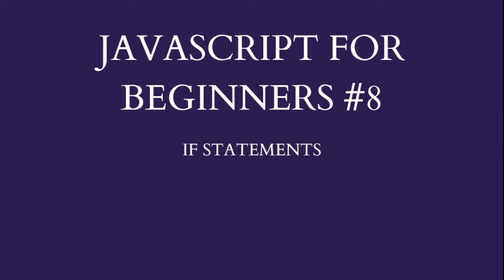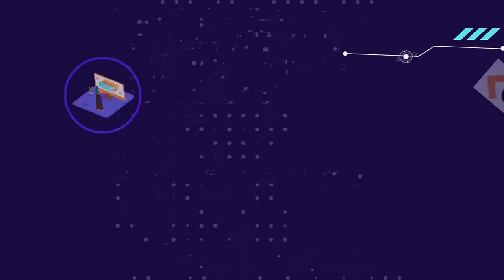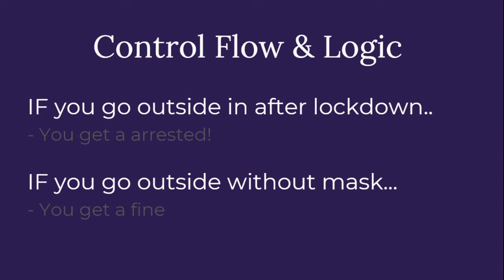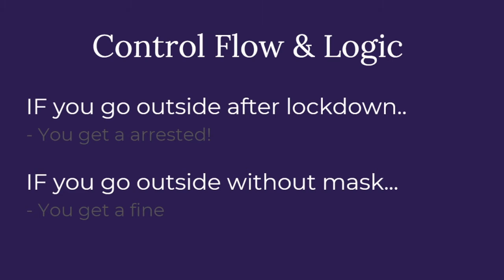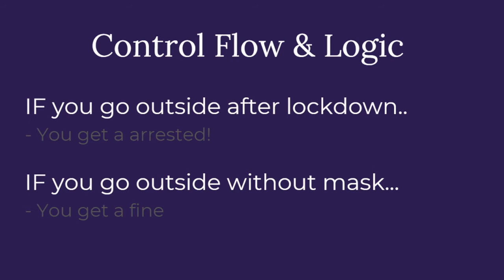We're talking about if statements and control flow. So today we're talking about control flow and logic. This is a really nice example I have here. If you go outside after lockdown, you'll get arrested. Another one is, if you go outside without a mask, you probably will get fined. As we can see, these are conditions, and they get done when something is true, or they don't get done when something is false. So that's what we're discussing today.